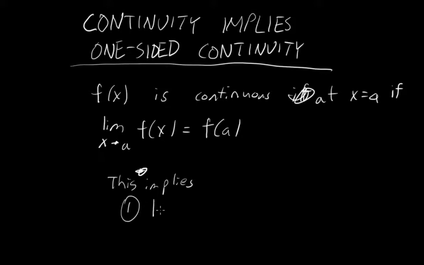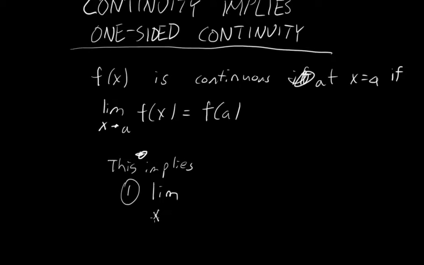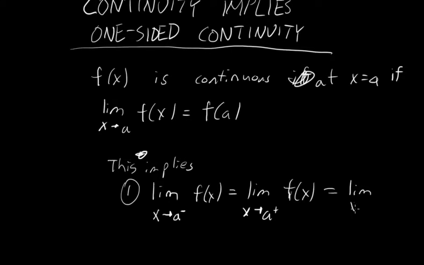One, the limits from the left and right are equal. So the limit as x approaches a from the left of f of x equals the limit as x approaches a from the right of f of x. And we'll just call these two equal limits the limit as x approaches a of f of x. So the left and right limits are the same, and we'll just encapsulate them into the limit as x approaches a of f of x.